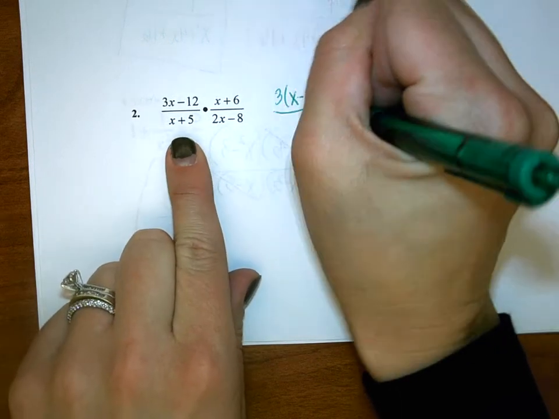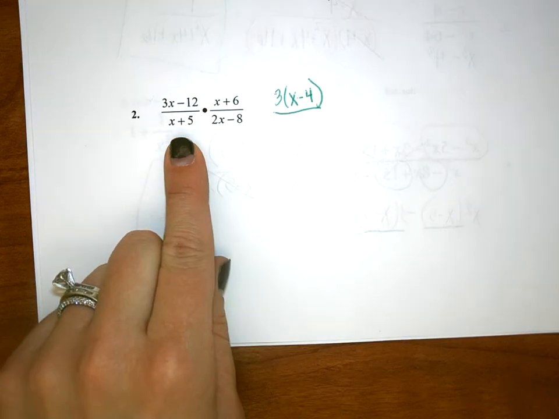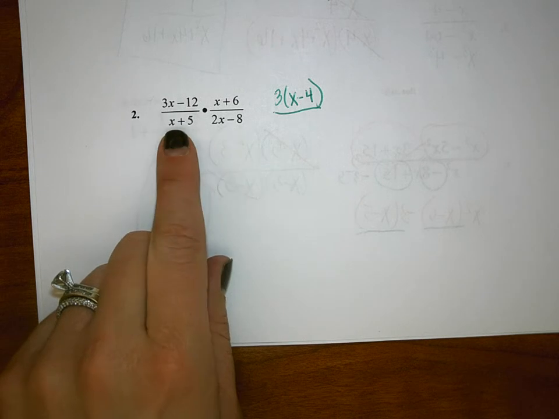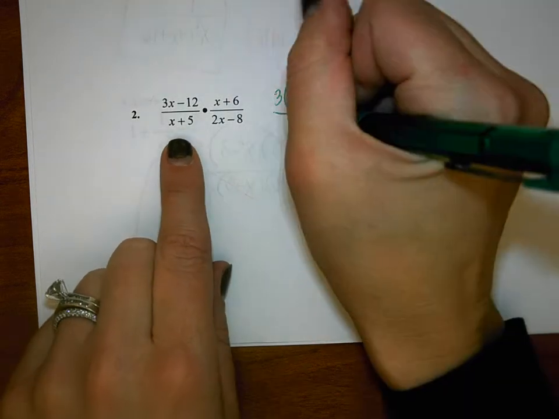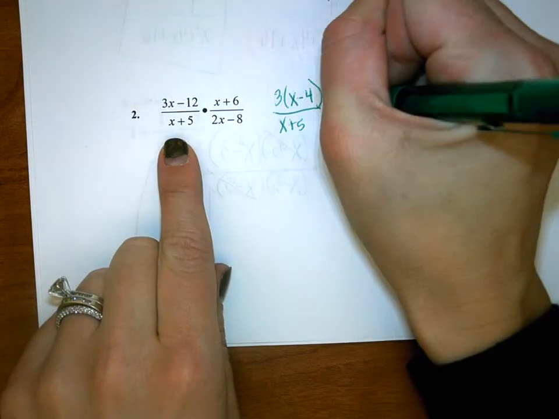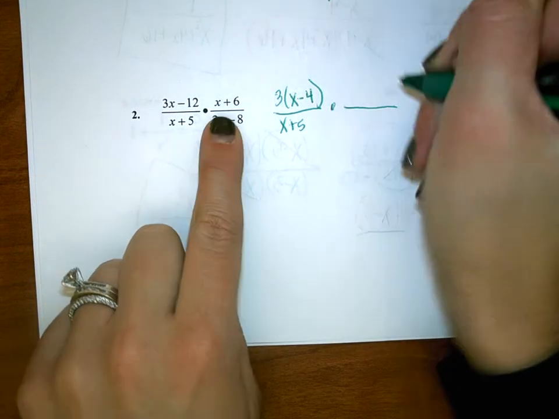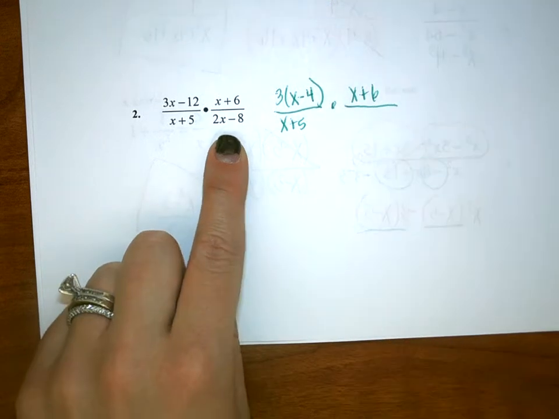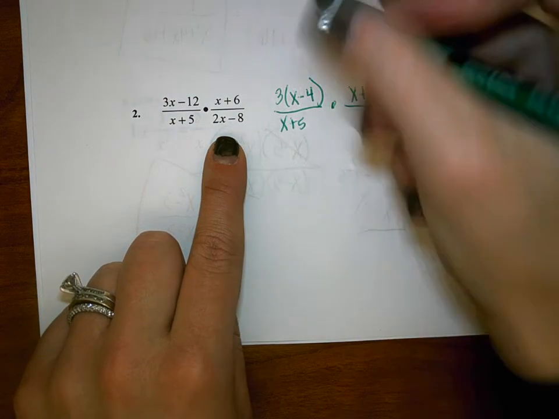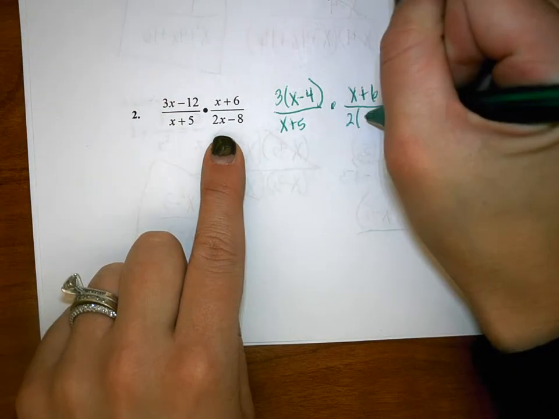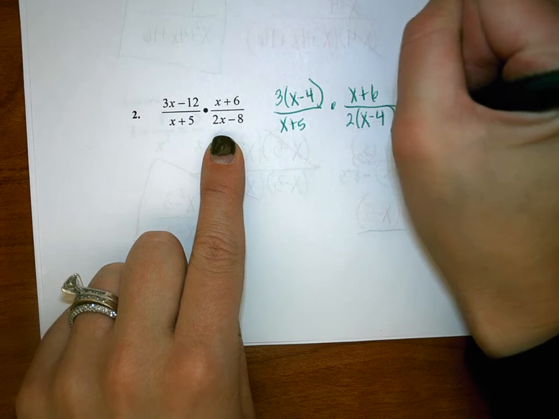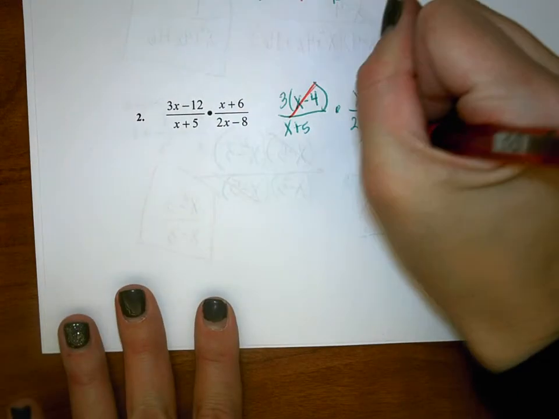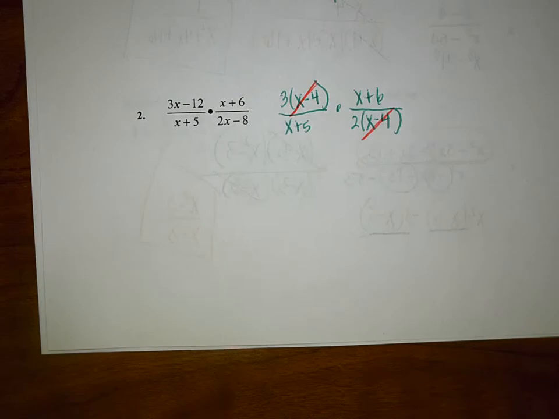The bottom fraction there, can I cancel or reduce any, or can I factor anything? No. Well, not on the first part. Okay, so we just have x plus 5, times x plus 6, can't factor, so I rewrite x plus 6. And on the bottom, can I do anything? We can take out a 2, and I'm left with x minus 4. So the x minus 4s can cancel out. That is correct. Can anything else reduce? No.